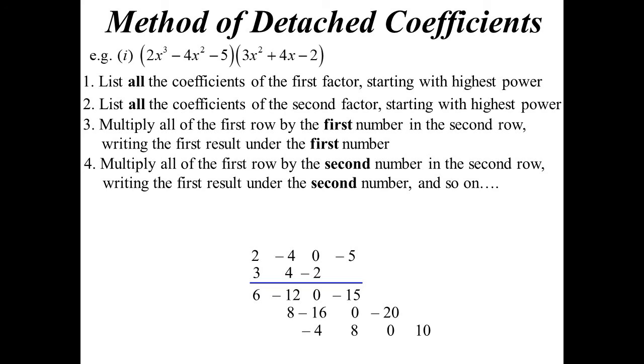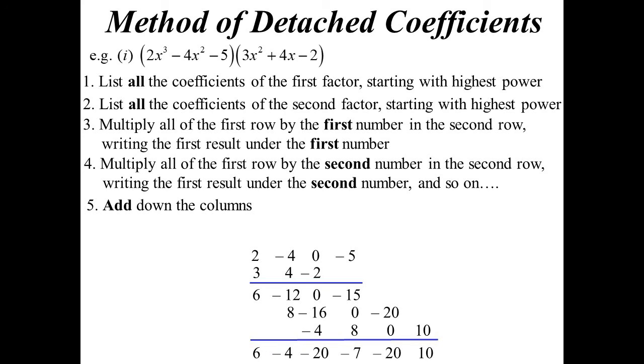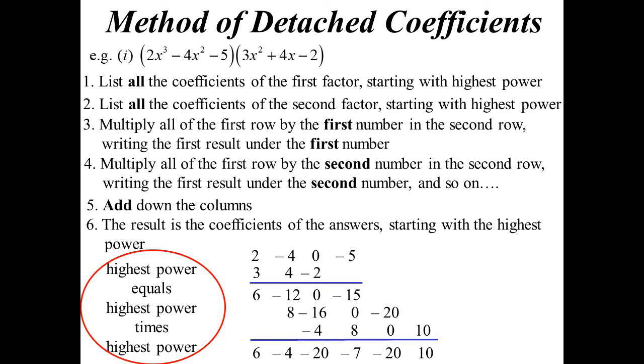Right, we do the third one, but now we position it under the third number. So all of the numbers times minus 2. And so, yeah? You just add down the columns. 6, minus 4, minus 20, minus 7, minus 20, 10. You now have your answer. But the coefficients have been detached. So now you rewrite the coefficients of the answers starting with the highest power. Now the highest power has to be, for this one, 5. Highest power equals the highest power times the highest power. There's your answer.